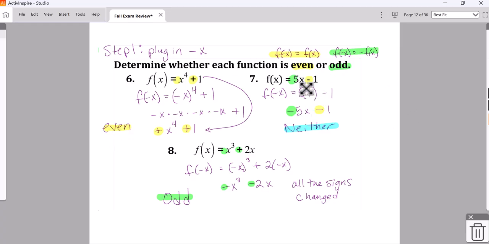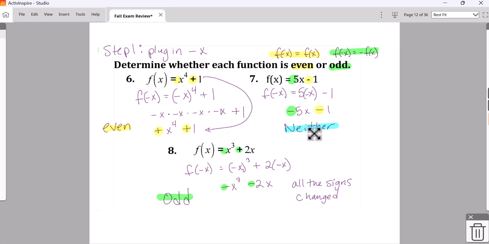When we did it on this example from the notes, we plugged in negative x, 5 times negative x minus 1. The 1 stayed the same, but the 5 times negative x became negative, and so one sign changed, which is an odd property. One sign stayed the same, and so therefore it is neither, because it did both things at the same time.